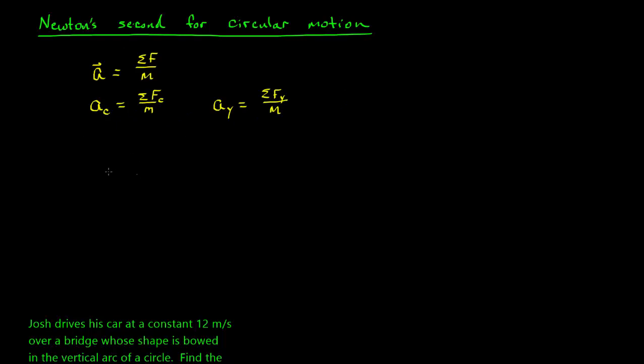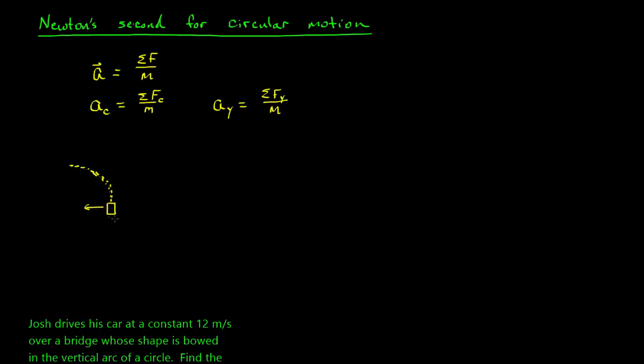Let's think of an example. Suppose we had a car traveling around a turn, going around a circle, a curve like that. I know it's not a circle, but it's close enough. So this car is going around it. What we have is two components here. We have one acting centripetally, or radially, towards the center.